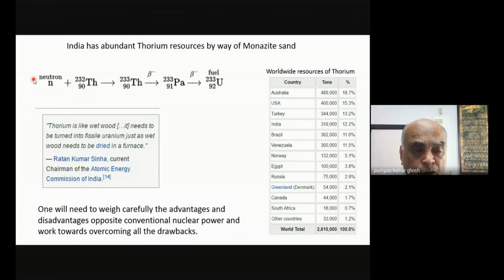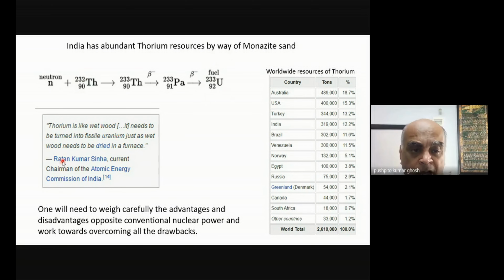But thorium can react with a neutron and get converted into thorium-233. That releases a beta radiation, from which you can get protactinium. That releases another beta radiation, and this material, artificial uranium, uranium-233, is fissile. This is a fuel. Thorium is not a fuel. It needs to be activated.